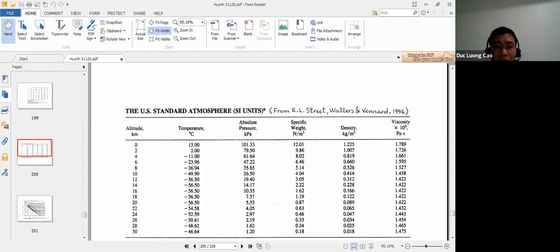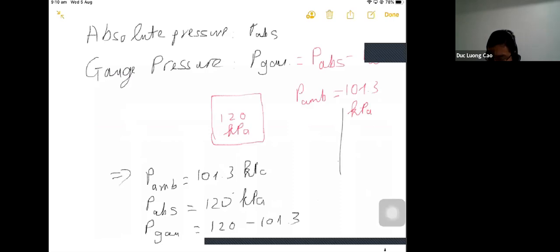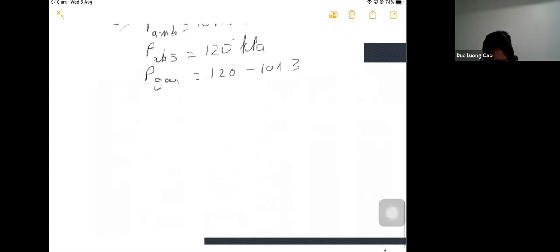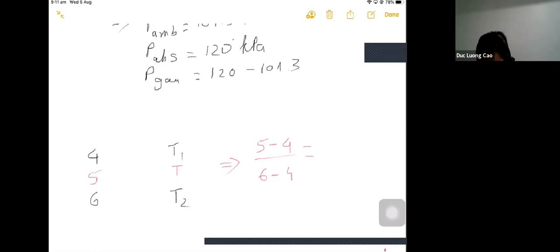Okay, so in this case, you have the altitude 4 kilometer and 6 kilometer. You have temperature T1 at 4 kilometer, temperature T2 at 6 kilometer, and you have to find temperature T at 5 kilometer. So you have the equation (5 minus 4) over (6 minus 4) equals (T minus T1) over (T2 minus T1). Okay, interpolate.